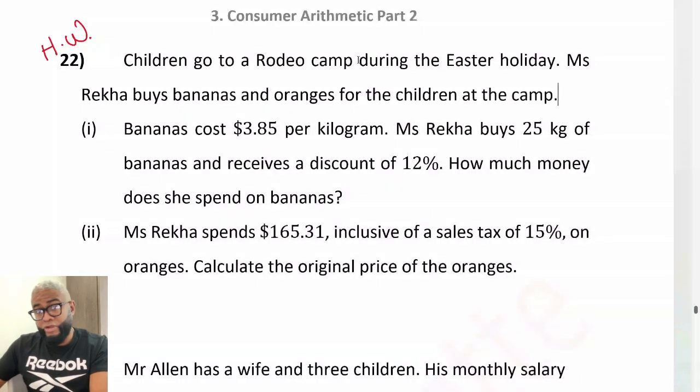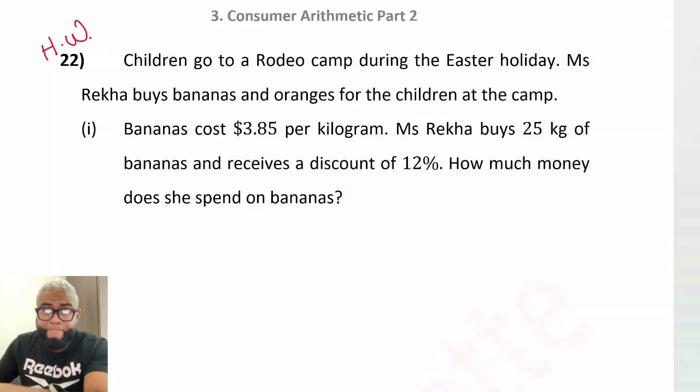Children go to a camp during the Easter holidays. Miss Reka buys bananas and oranges for the children at the camp. Bananas cost $3.85 per kilogram. Miss Reka buys 25 kilograms of bananas and receives a discount of 12%. How much money does she spend on bananas? So let me see what's going on here. She buys 25 kilograms. What's the cost per kilogram?